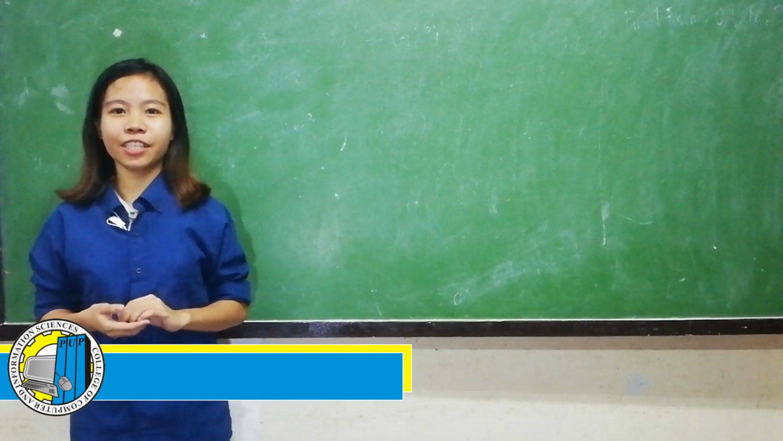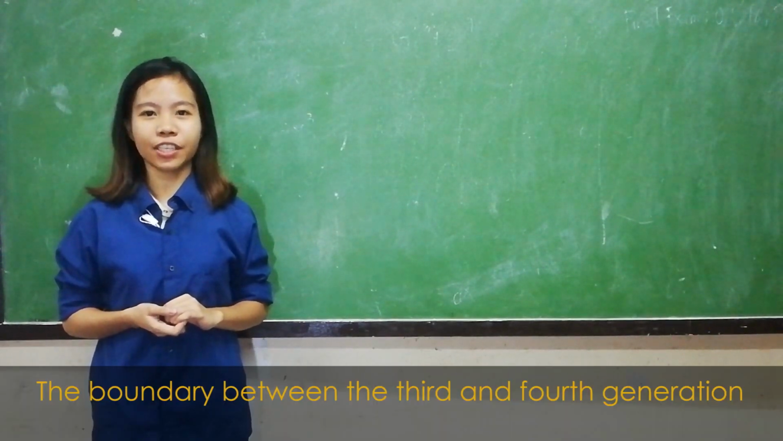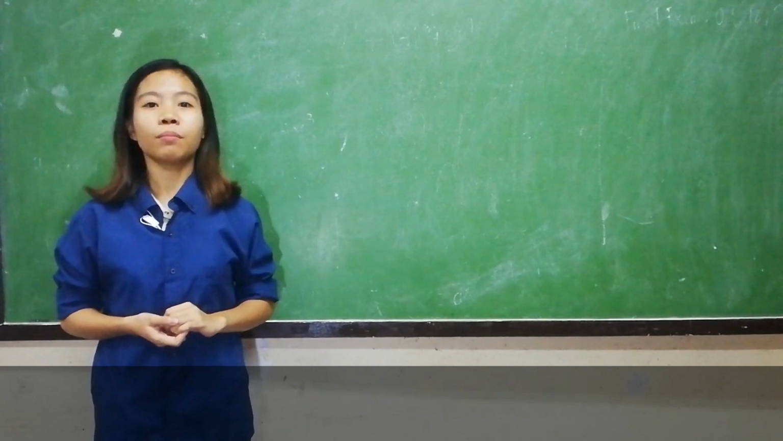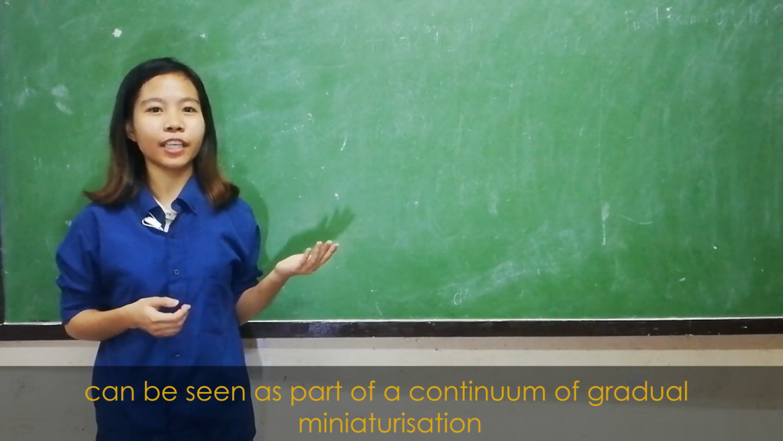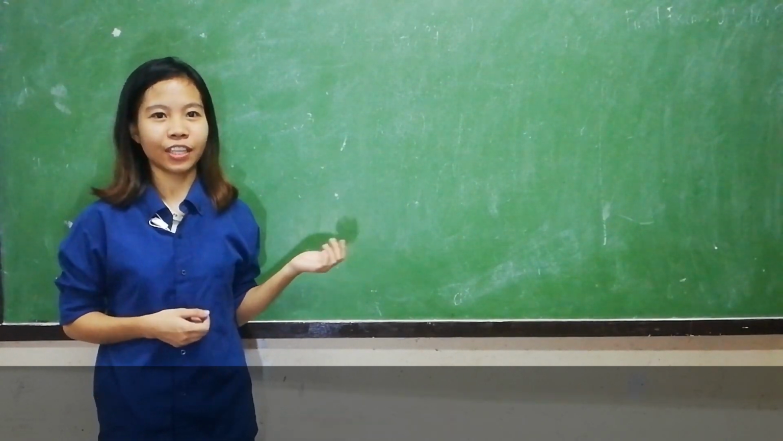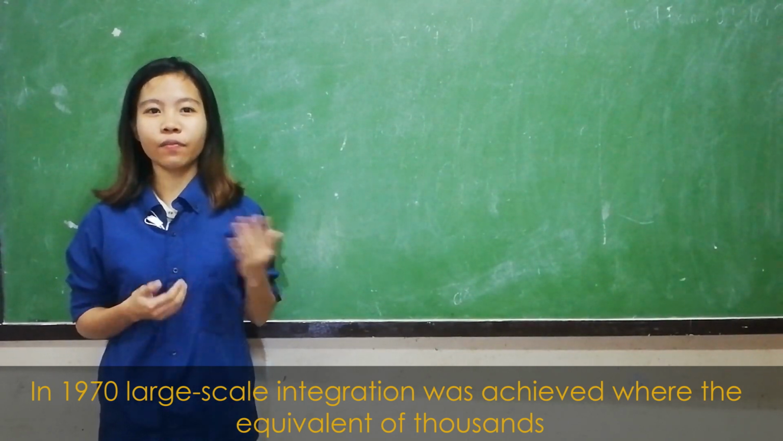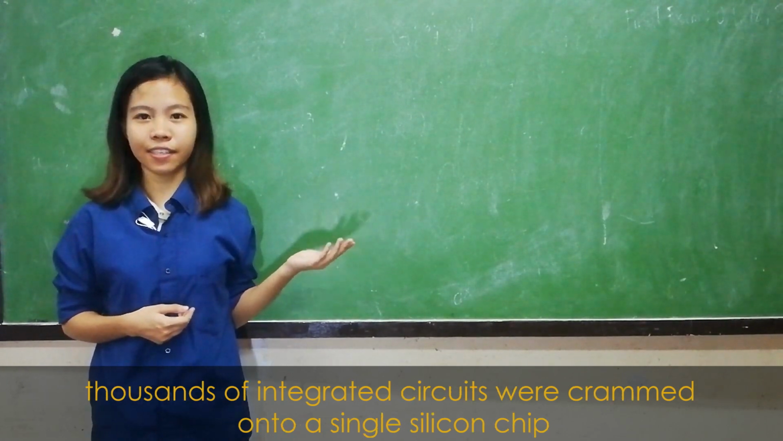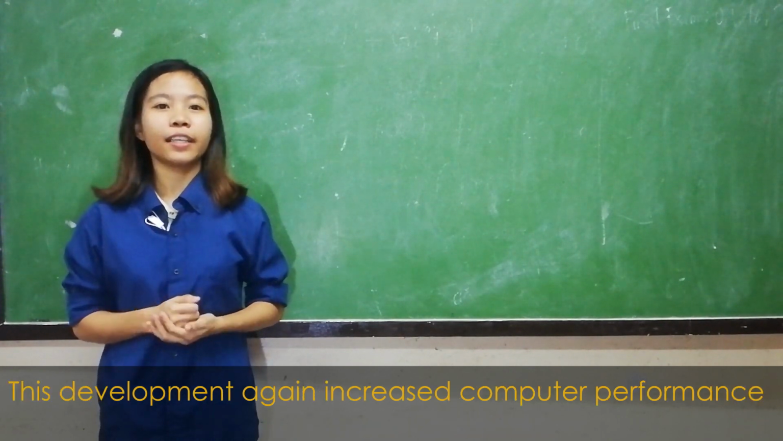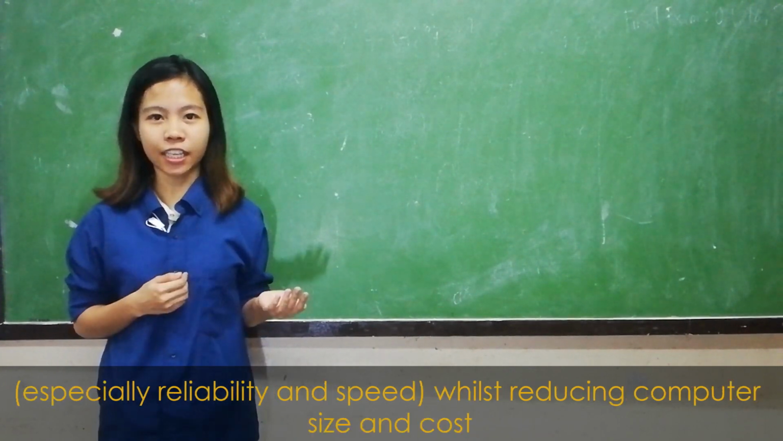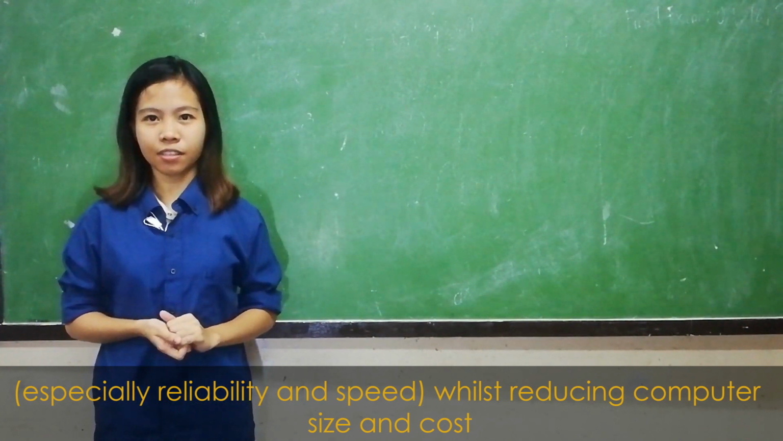We will proceed to the fourth generation, 1971 to present. The boundary between the third and fourth generation is not very clear-cut at all. Most of the development since the mid-1960s can be seen as part of a continuum of gradual miniaturization. In 1970, large-scale integration was achieved, where the equivalent of thousands of integrated circuits were crammed into a single silicon chip. The development again increased computer performance, especially reliability and speed, whilst reducing computer size and cost.